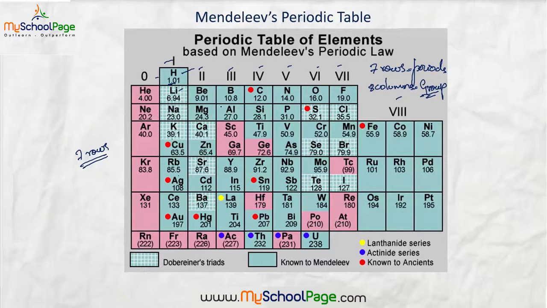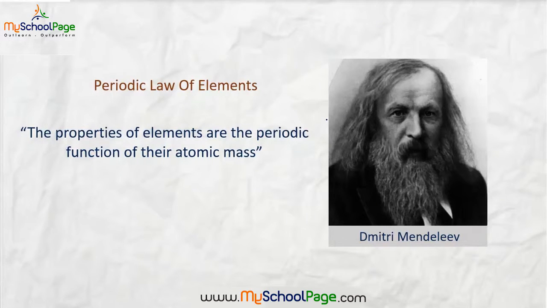Now let's see what the law states. Mendeleev's periodic law states that the properties of elements are the periodic function of their atomic mass. Yes, we did observe that in his periodic table. The properties of the elements in the same group were similar. This is the basis of the periodic classification of elements.